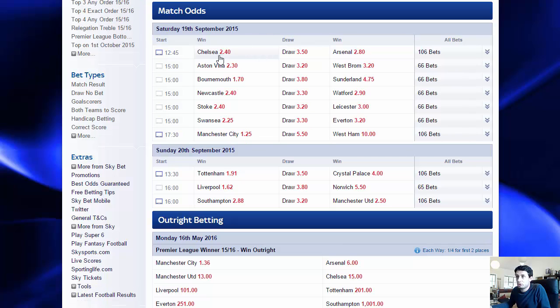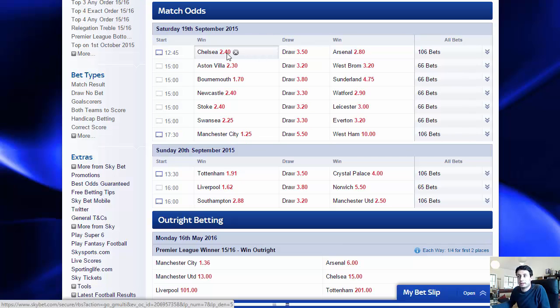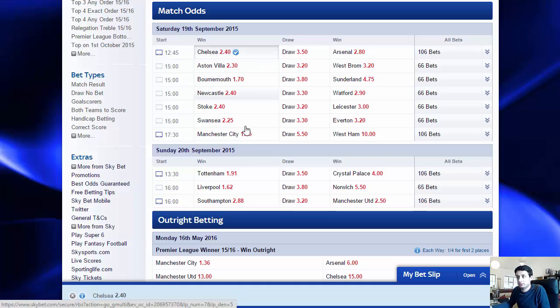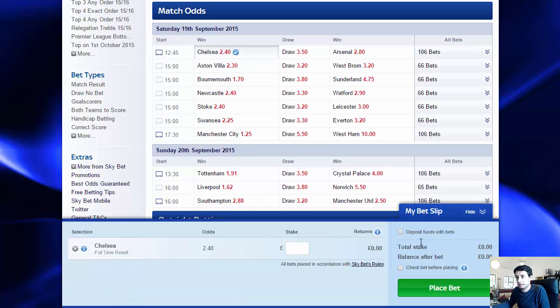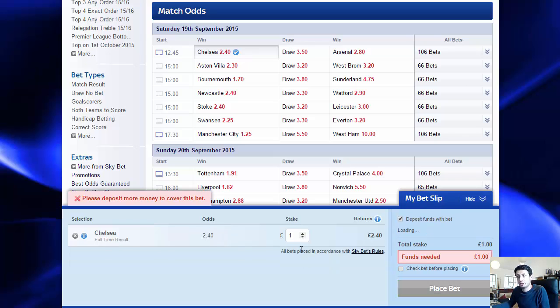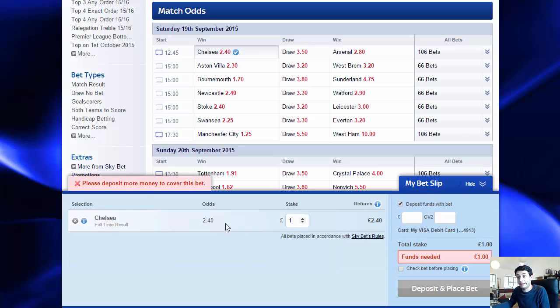We can show you what a bet slip looks like. So if you had an account and had money in this, you click on this, you open your bet slip at the bottom, and odds at 2.40, you just enter how much you want to bet in here, and it says please deposit more money because I don't have any money in my account. And if you wanted to place a bet, after opening your account, you'd deposit money, and then you'd place a bet however much you want.